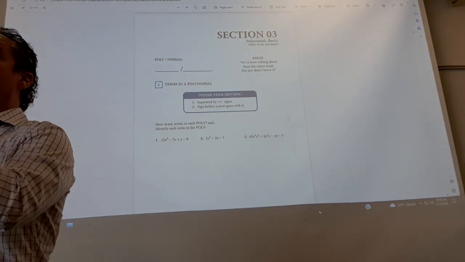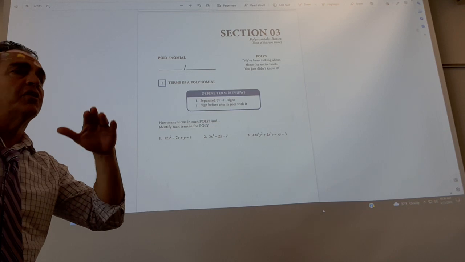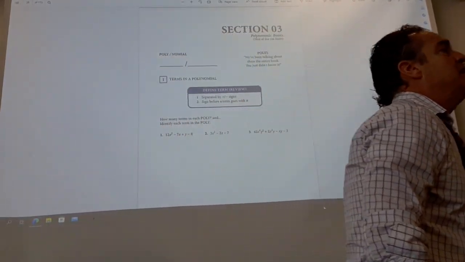It says most of this you know. Everyone in here knows most of what we're going to cover today. That's why we're going to fly through this and do this homework, because I've been teaching you this all semester.